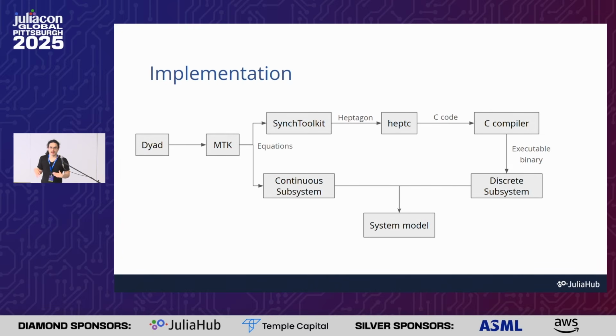In the discrete time part, we take the equations that are on the discrete time partitions and convert them into Heptagon code. I'll explain what this is in a little bit. Then we pass this off to the hep-C compiler, which takes that Heptagon code, mangles it into C output, and compiles it into C. We then compile that C code into an executable binary, which gets linked into the rest of the ModelingToolkit model and is used to simulate the system going forward.